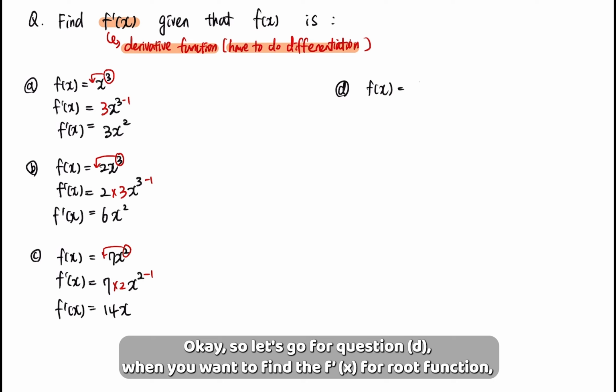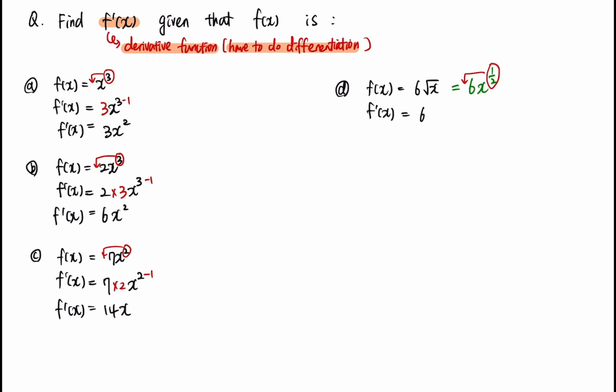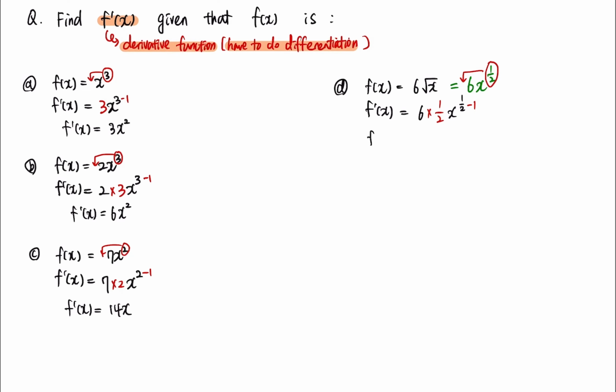When you want to find f prime x for a root function, you have to remove the root sign first. This is the key point for today's lesson. So we can change the root sign to the power of 1/2. Then 6 times, put 1/2 to the front like this, and 1/2 minus 1. Then f prime x is now 3x to the power of minus 1/2. And you can change this answer to 3/root x.